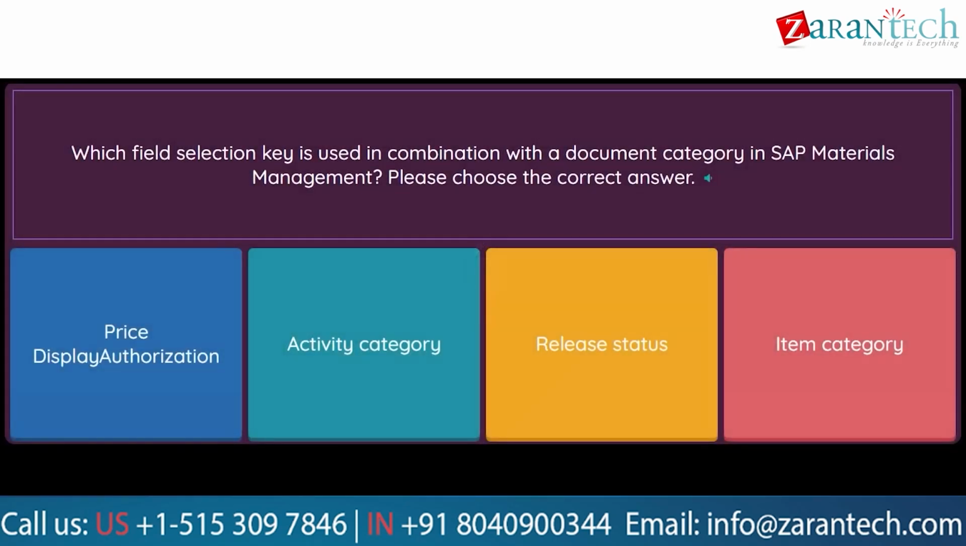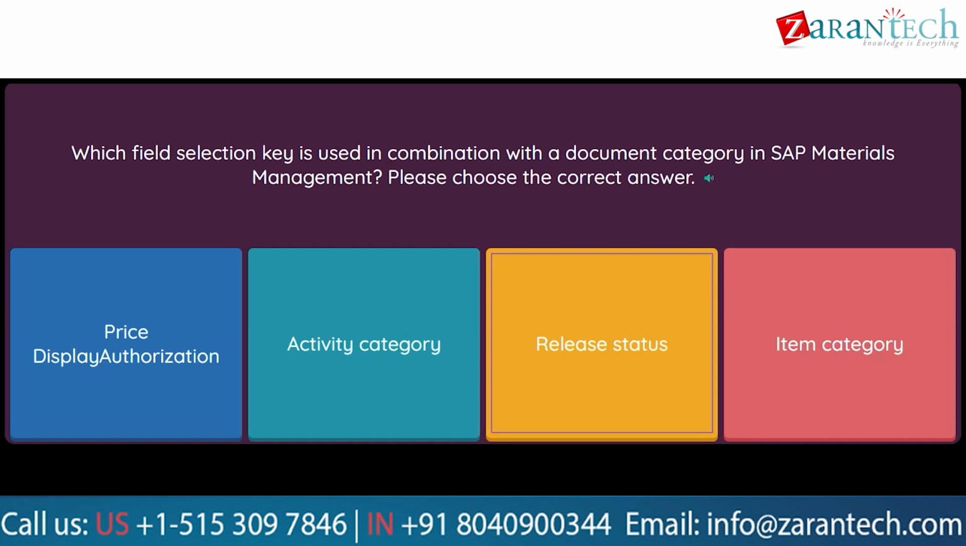Question: which field selection key is used in combination with a document category in SAP Materials Management? Please choose the correct answer. Option 1: Price display authorization. Option 2: Activity category. Option 3: Release status. Option 4: Item category.